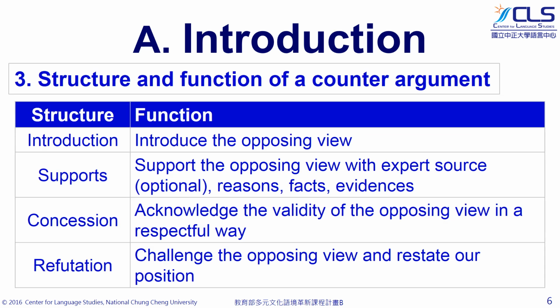Usually, a counter-argument includes four parts: introduction, support, concession, and refutation. We introduce the opposing view first. We then provide expert sources, reasons, facts, and evidence to support the opposing view. Then, in the concession part, we acknowledge the validity of the opposing view in a respectful way. Finally, in the refutation part, we challenge the opposing view and restate our position.